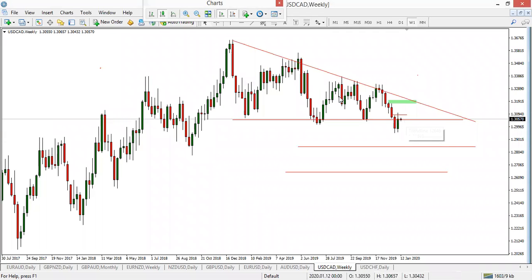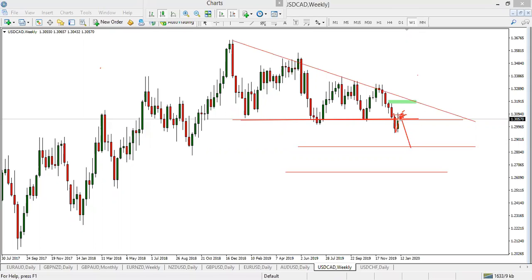When you go back to the weekly, you can see clearly that there was a breakout over here. So this might be a good retest. If there's indecision here, we might see a continuation to the downside, depending on the volume. So what I'll be looking for right now is to wait patiently for any short signals we can get on the USD CAD.